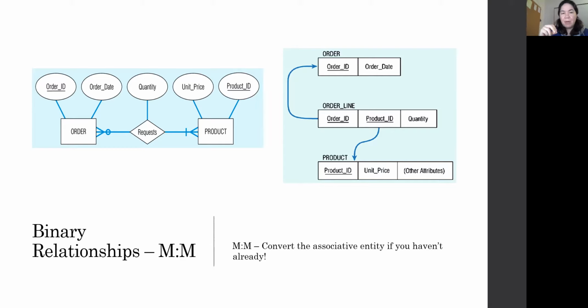So what would be better is having a primary key for just the order line, and in that case, that one would have the underline, and the order ID and product ID would have the dashed lines showing that they are just regular foreign keys. Okay.